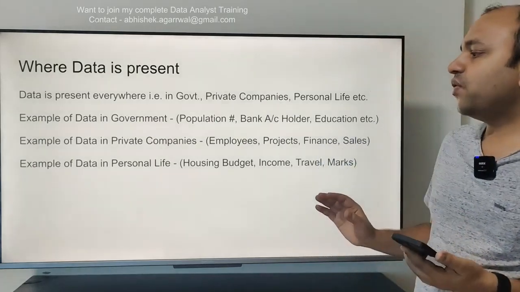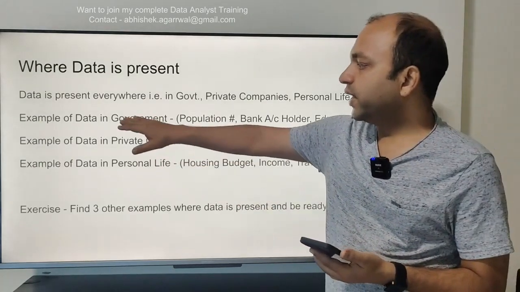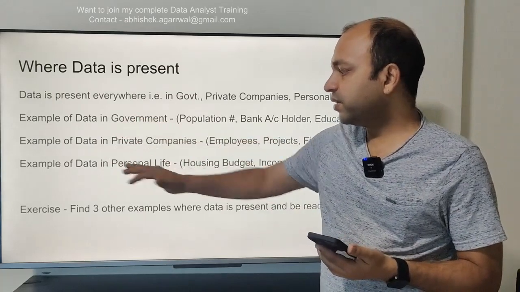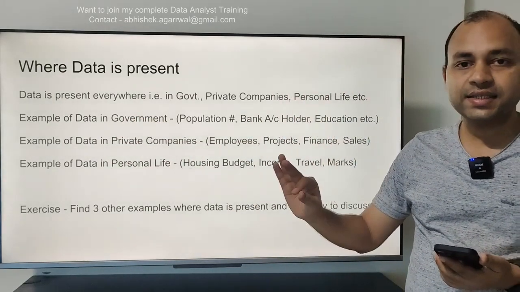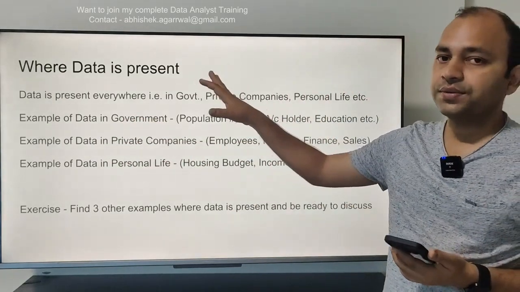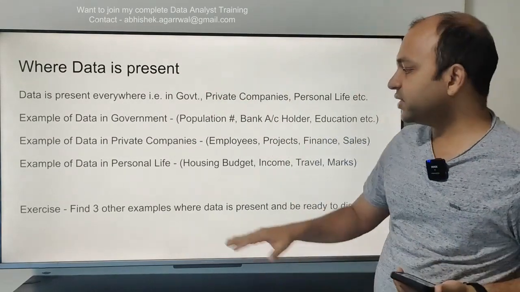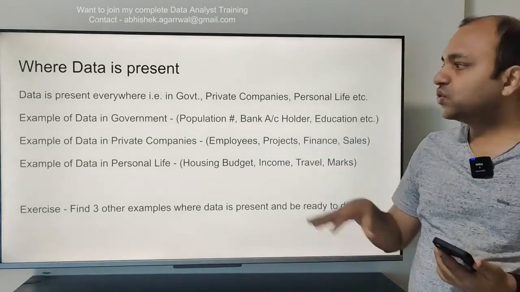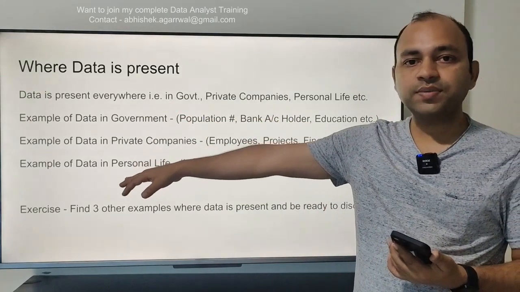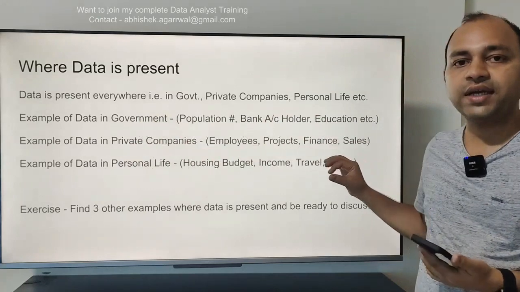The second homework which I want to give you: data in government, data in private, and data in personal life are basically the 3 places which I told you the data is present, right? Tell me 3 more places where data is present, with some examples. So the higher level place where the data is present, and then what type of data is present.